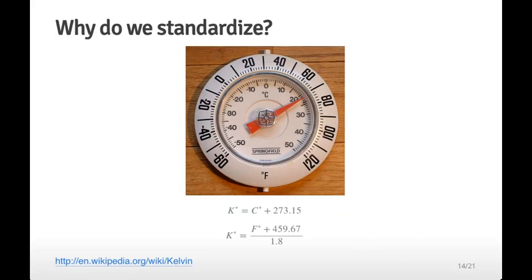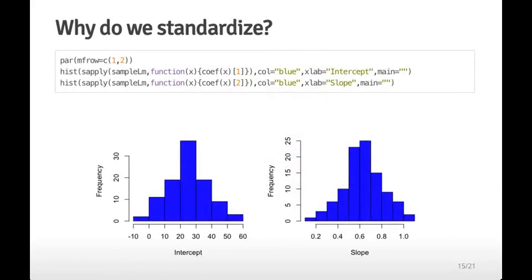And so we do the same sort of thing when we do this analysis of these coefficients, or these estimates, that we get from the linear models. You can see, for example, that the intercept term has a mean that's somewhere between 20 and 30, whereas the slope has a mean that's a little bit north of 0.6. And the variance is also very different between these two distributions.